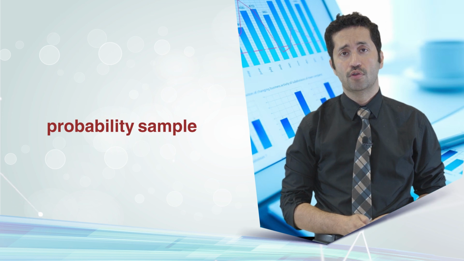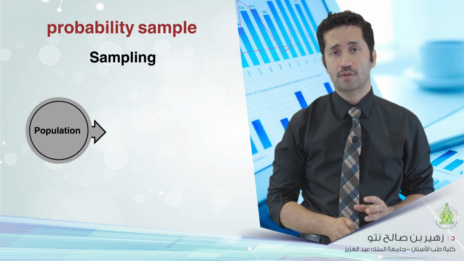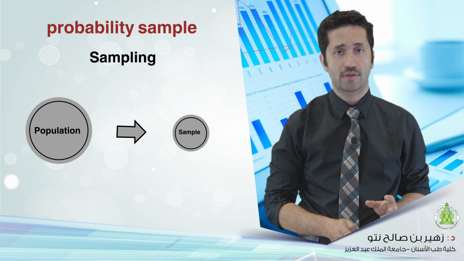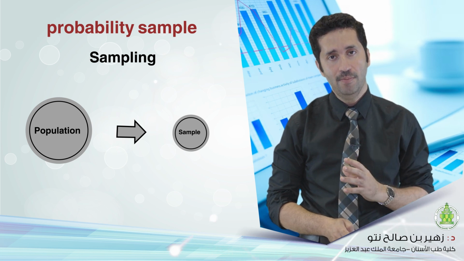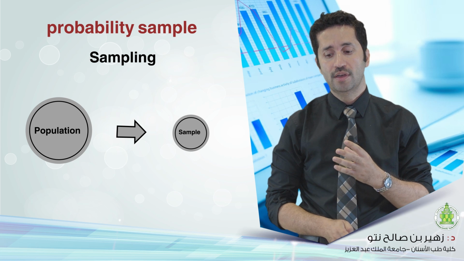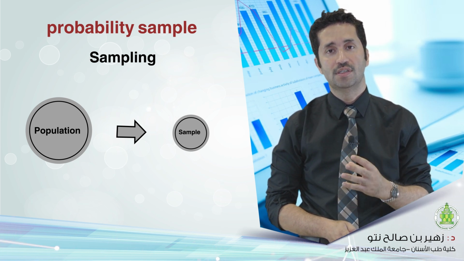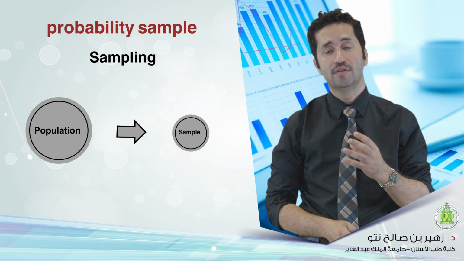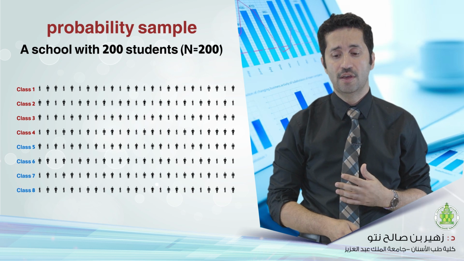In this video, we're going to talk about probability samples. Sampling is a very important concept whenever you're going to do research, because we have the population and we want to take a sample that represents that population. So how are we going to take this sample? We want to take this sample in a certain way, so it can be a valid representative of the total population.